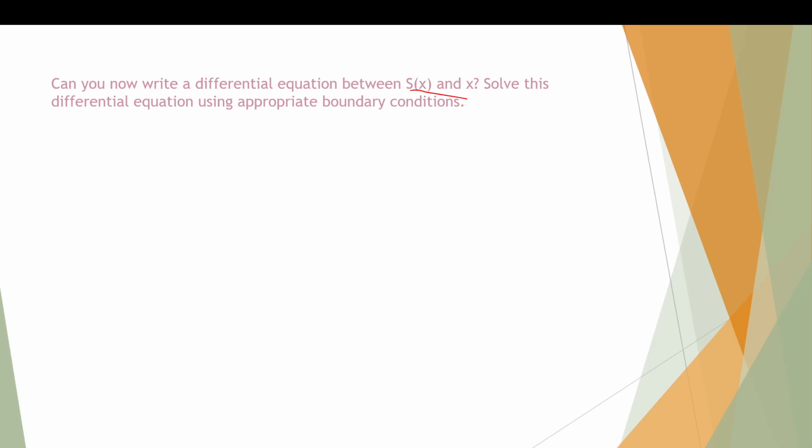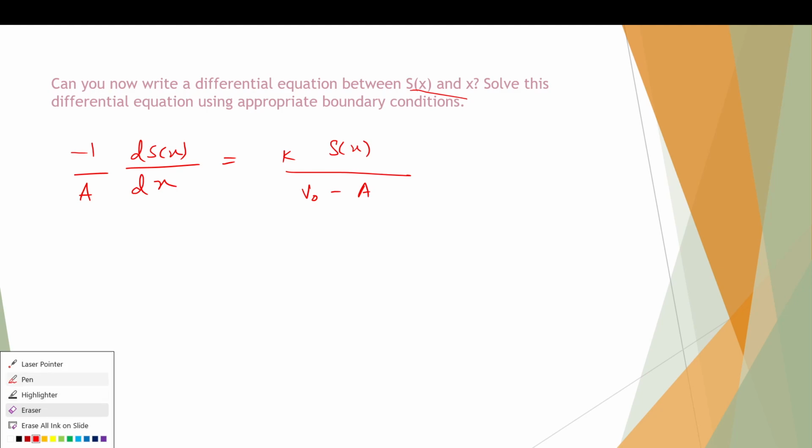So again I'll write the differential equation that we had got. We had ds of x by dx, and there was another minus 1 by a term here, is equal to k times s of x over v naught minus a into x, sorry. So this is the equation.